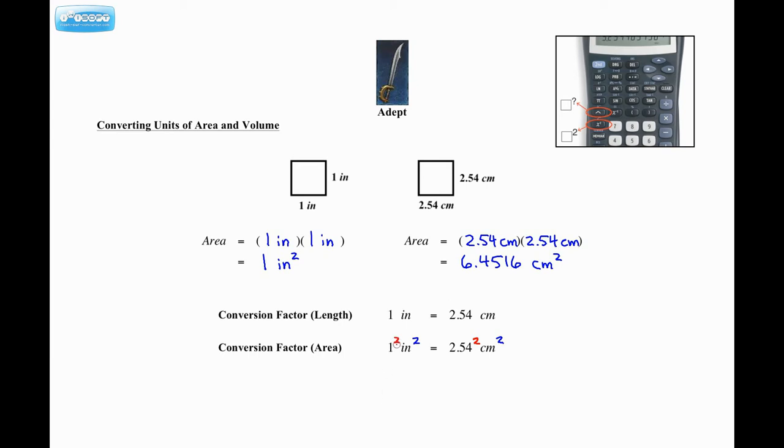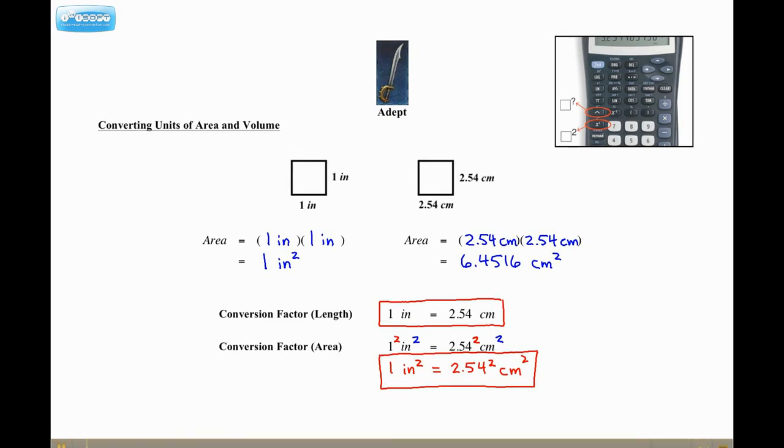Now, when you're squaring the number 1, that is optional because 1 squared is still 1. So I'll just show that. Because 1 to the power of anything is still 1. But you have to square the 2.54. Okay, so this is a conversion for length, which we've done before. And this is a conversion for area from inches to centimeters.